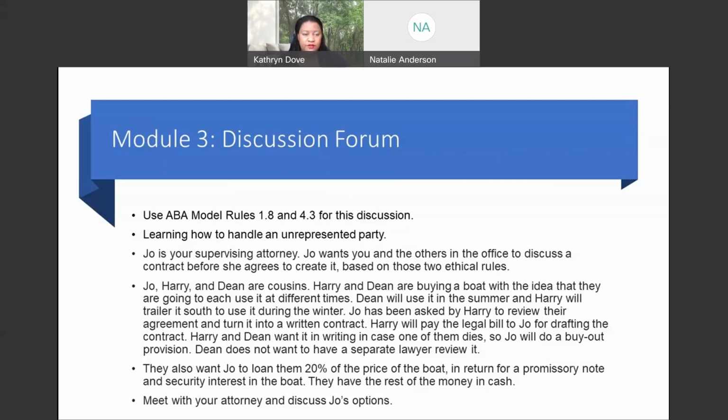So I think there's a conflict of interest here. And it's not because they're cousins, it's because Joe is the attorney who is drafting the contract, but he's also getting a security interest in the boat. He's loaning money on the boat, and he's going to get a promissory note, which, he's essentially got a lien on the boat. And Harry and Dean become his creditor. He's a creditor. They become his debtors in this transaction.